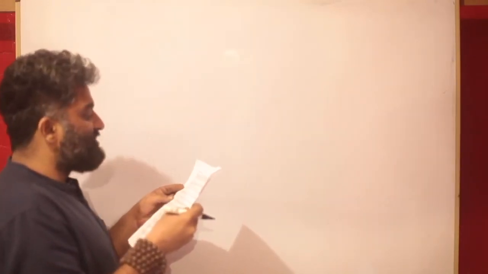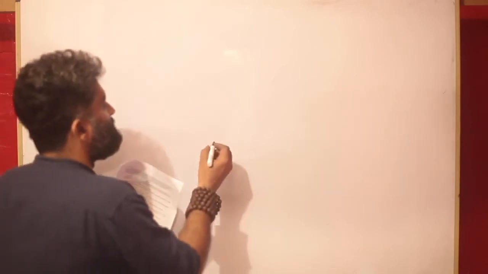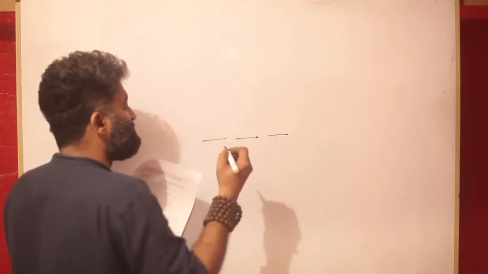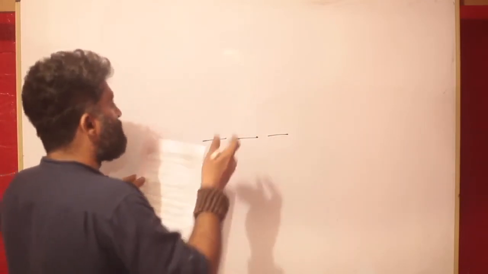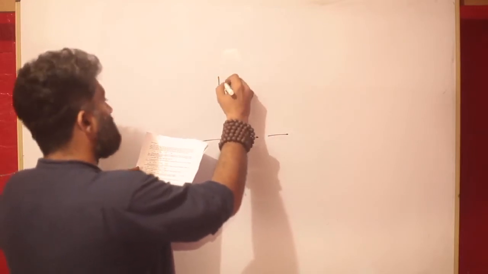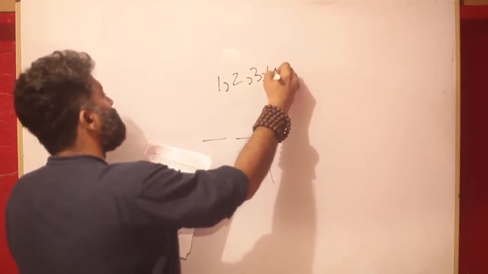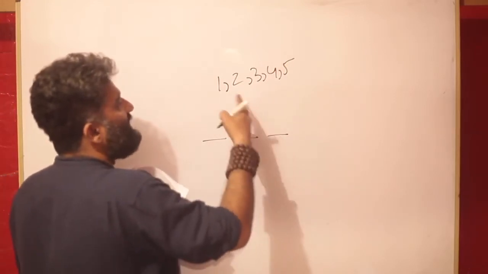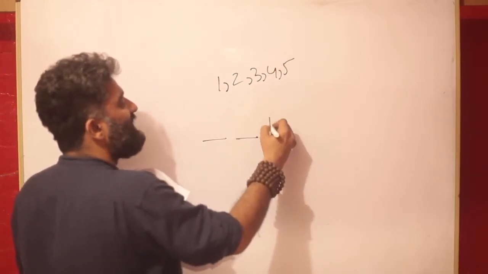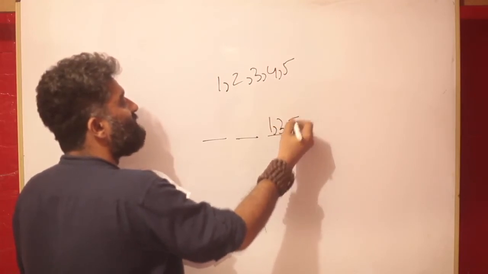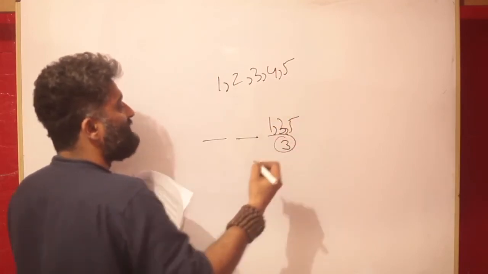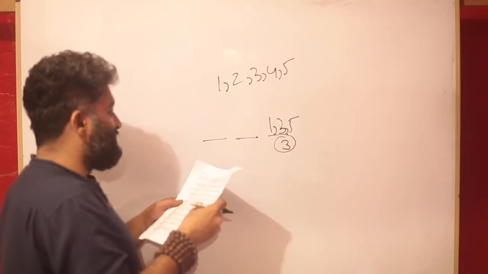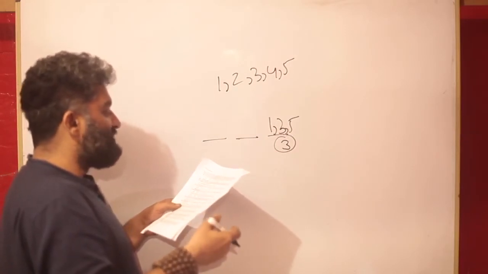Question number 6. How many 3-digit odd numbers can be formed using the digits 1, 2, 3, 4, 5, right? So if the number has to be odd, the last digit should be odd. That means the last digit can be 1, 3 or 5, right? So how many ways? 3 ways, if this were the only condition. But there are more conditions there.